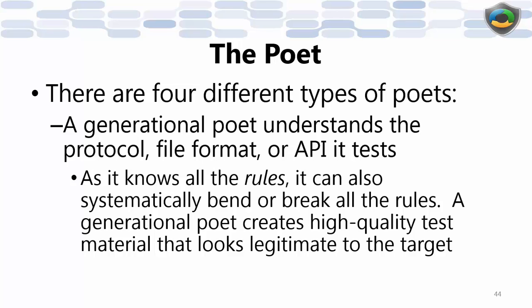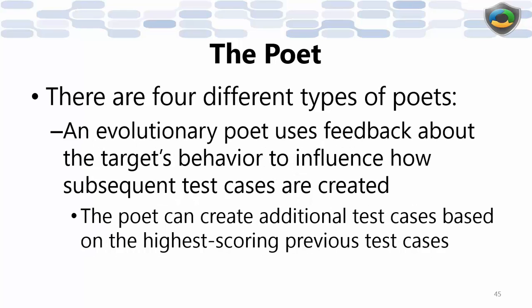There's a generational poet. Notice what it says. It understands everything about the protocol, file format, or API it's testing. So as mentioned there, it knows all the rules. So it can choose to systematically follow, bend, or break these rules. A generational poet, as mentioned right here, creates high-quality test material that looks legitimate to the target software.